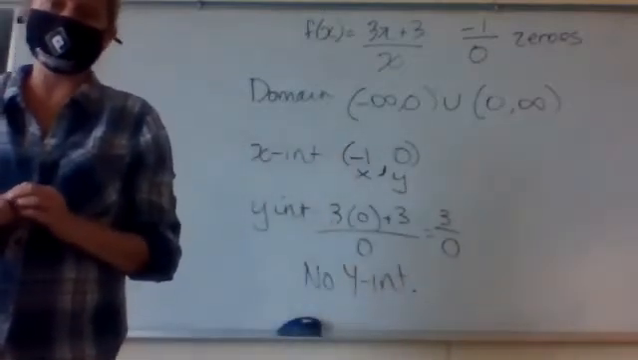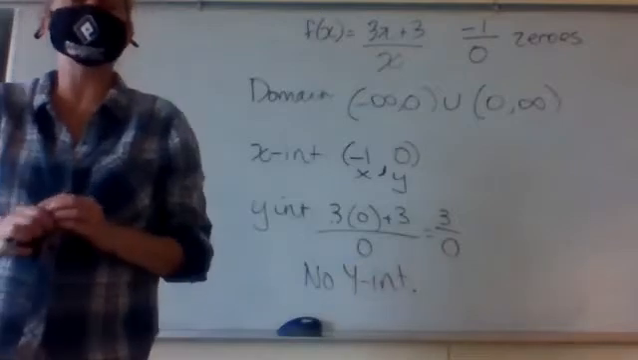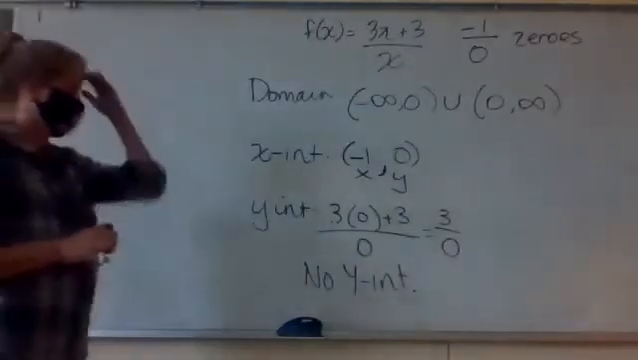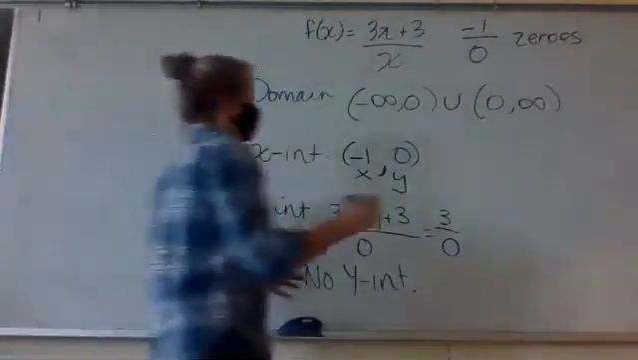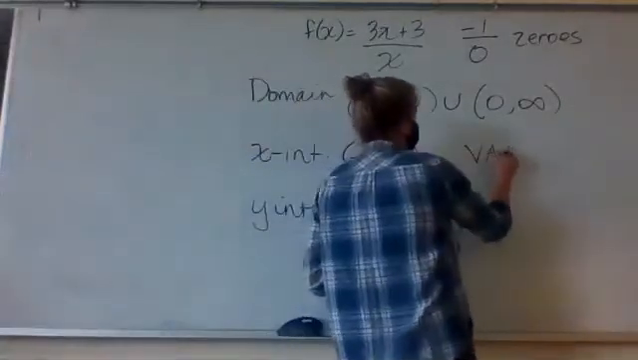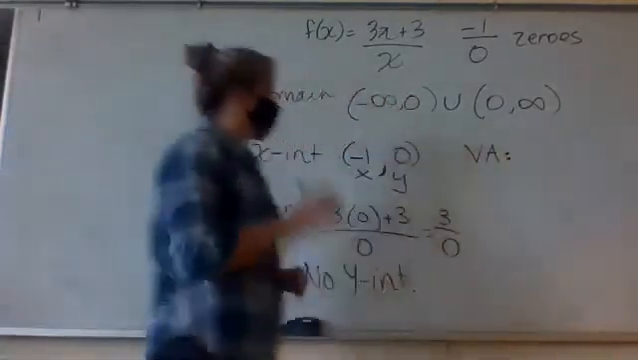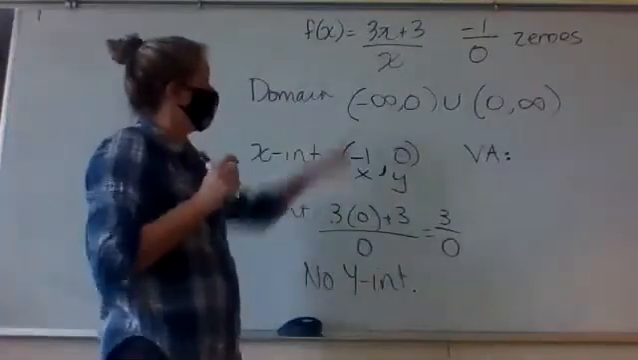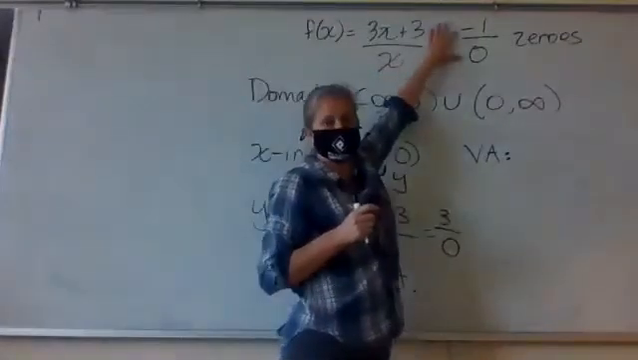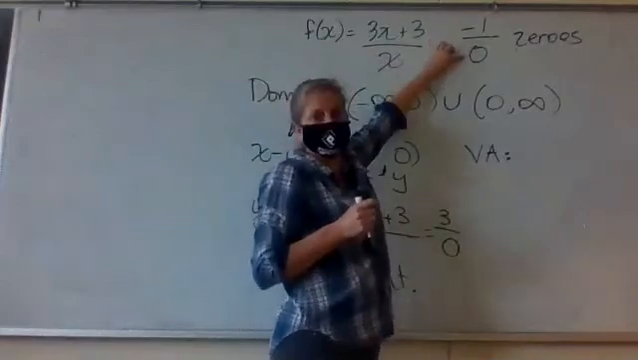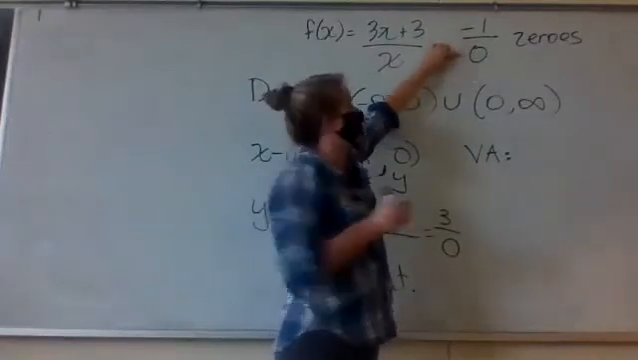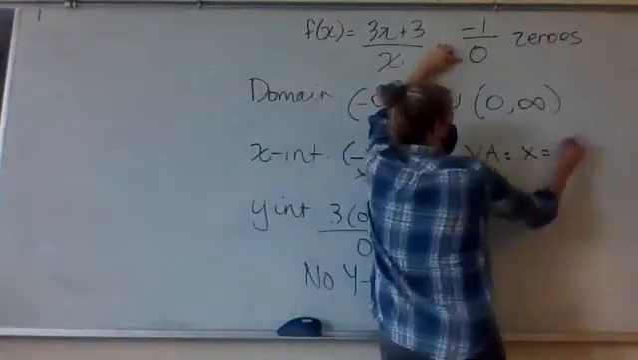Now, it doesn't ask me in this specific problem to find the vertical and horizontal asymptotes, but it's going to be very helpful in determining what this graph looks like. Let's talk about the vertical asymptote first. Vertical asymptotes, remember, again, you can come up here and look at your zeros. Vertical asymptotes are x equals the zeros of your denominator that are not also zeros of your numerator. So that would be x equals 0.